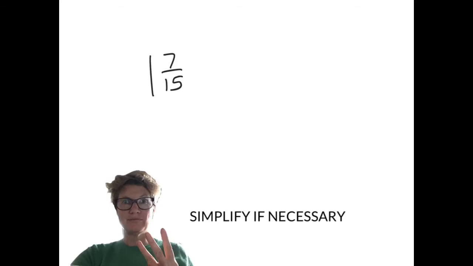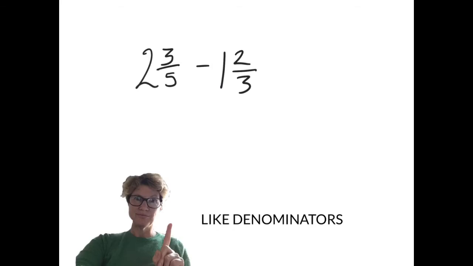Step 3, simplify if necessary. As I'm sure you know, 7 is a prime number, which means this can't be simplified. There's our answer. Another example, 2 and 3/5 subtract 1 and 2/3.